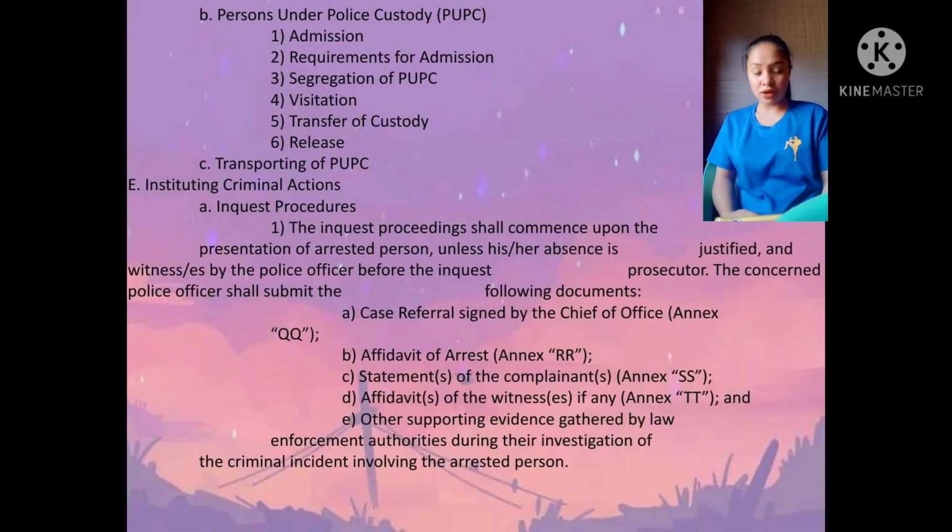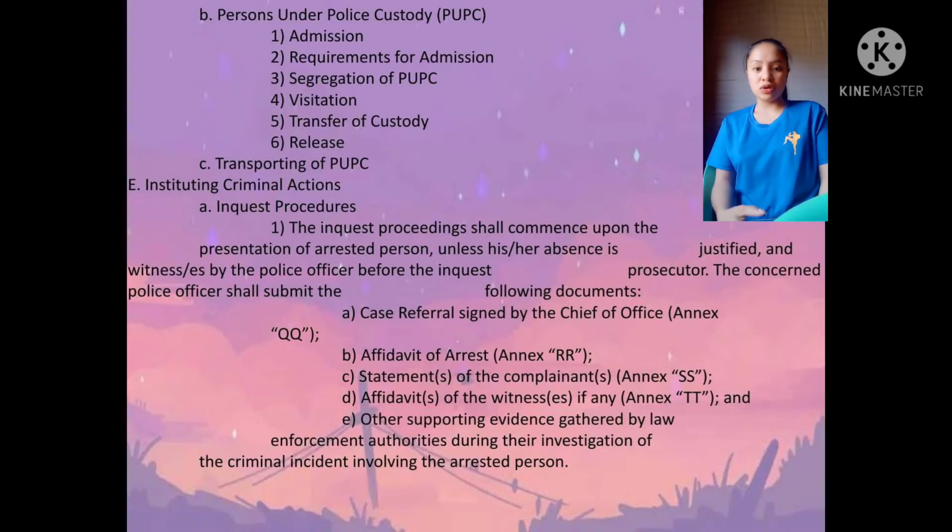So 6 is the release. We're done with number 5, which is transfer of custody. Number 6 is the release. The chief custodial facility shall be the sole approving authority in releasing the person under police investigation. So after the investigation, if the order is that the person shall be released, then the chief of the police unit where the person was detained should be the one to approve the release of the detained person. Upon receipt of the release order from the court, the chief of the custodial facility shall coordinate with the issuing court to ascertain the validity of the order.